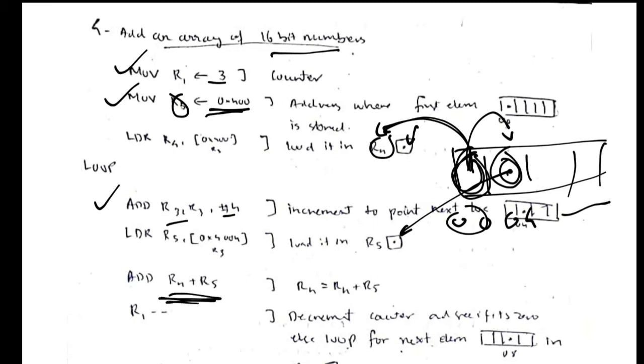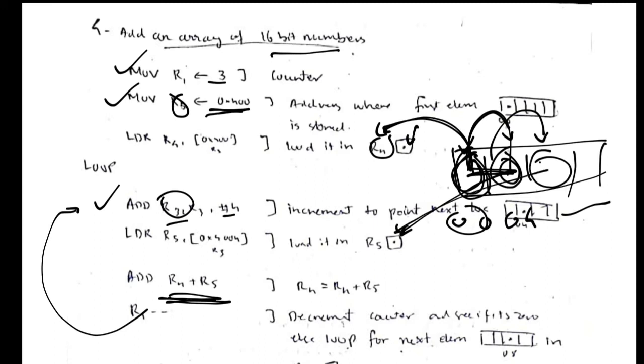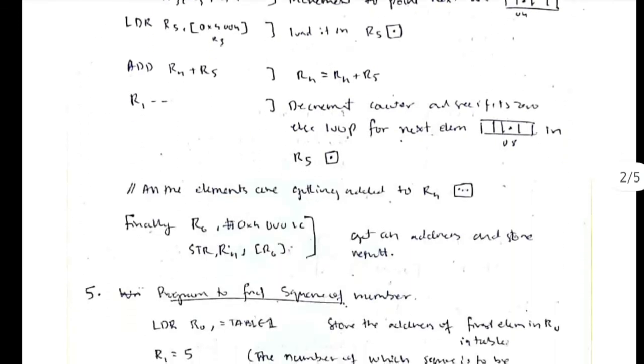Then we'll add R4 plus R5. These two numbers will be added and stored in R4. Then we'll loop again. We'll increment R3, so R3 will be pointing to the next one, and this value will be stored in R5. Then again we add R5 and R4 and store in R4. Like that we keep incrementing and adding this value to R4. Finally R4 will have the result.